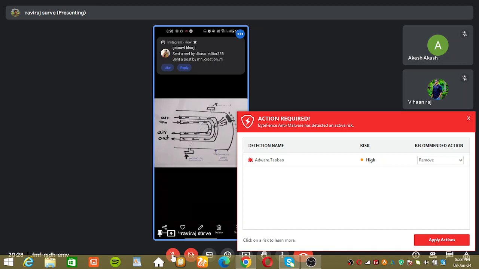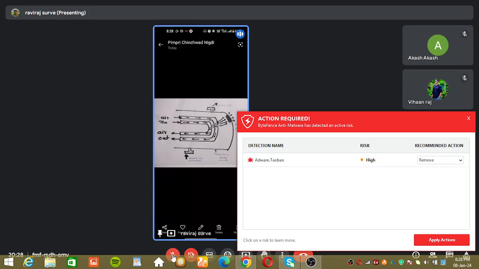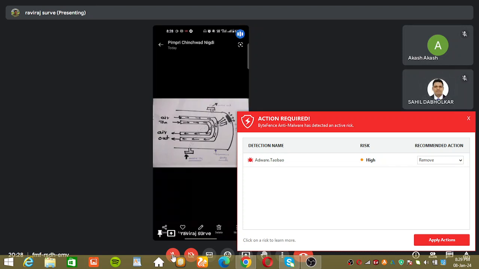And the water which is circulated over the tubes, you can see the water inlet and water outlet. Is it visible? Yes, visible, Raviraj. Okay, so water gets circulated over the tubes, which cools the air, and its pressure is around 2.5 to 2.7 bar.